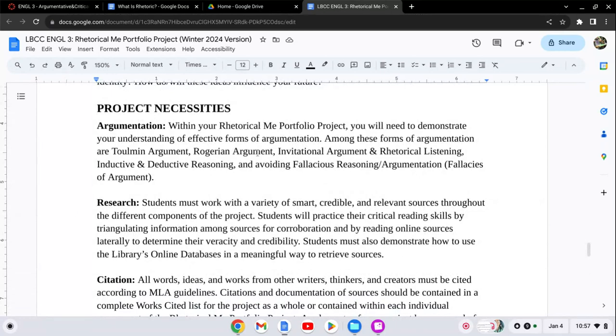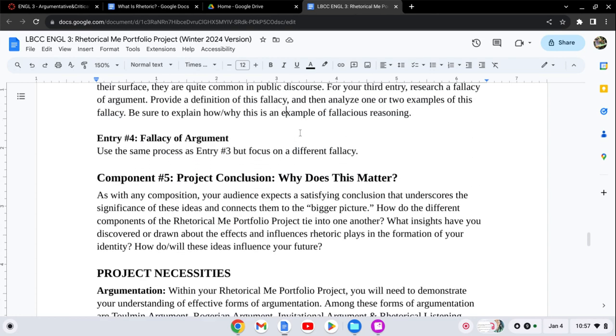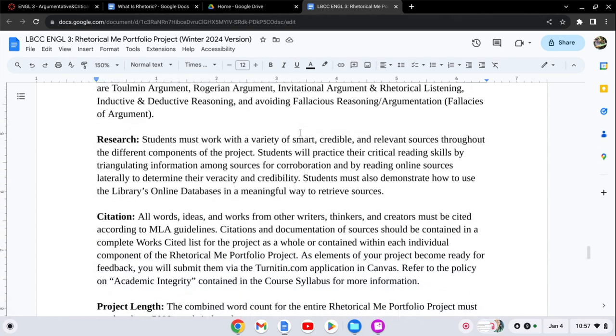So argumentation. Within your Rhetorical Me Portfolio Project, you will need to demonstrate your understanding of effective forms of argumentation. Among these forms of argumentation are Toulmin argument, Rogerian argument, invitational argument, and rhetorical listening, inductive and deductive reasoning, and avoiding fallacious reasoning or argumentation. These are things that we'll have lessons on and learn about in our class, but you want to incorporate examples of these different things throughout your project in different places, wherever you see fit.